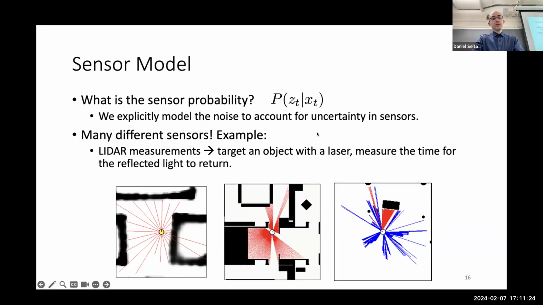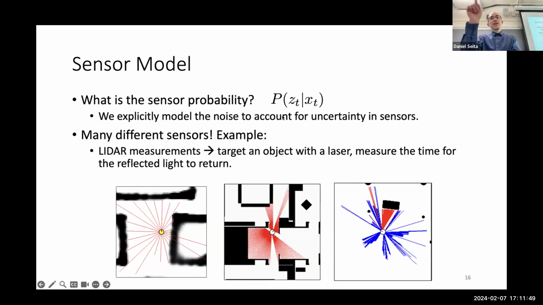All right, so there's many different sensors. A common sensor that people have used are LiDAR measurements. You target some object with a laser, measure the time that it takes for the light to return, and because the speed of light is a constant, unless you're in some strange universe, then you can use it to derive the distance to an object.